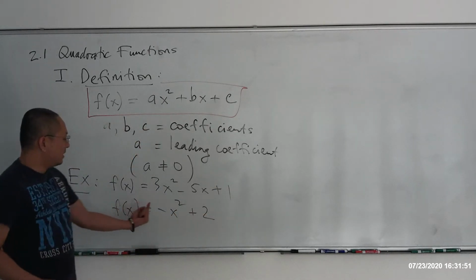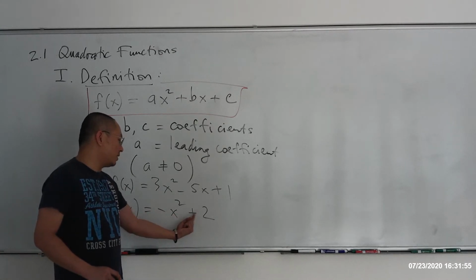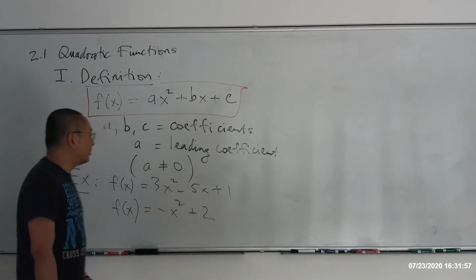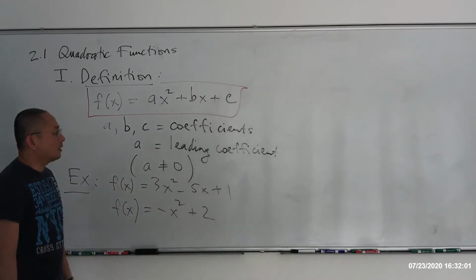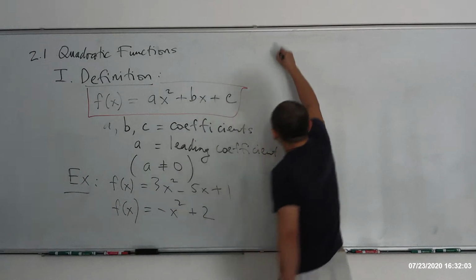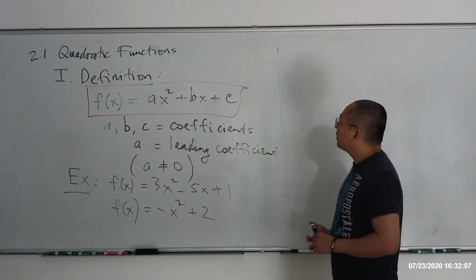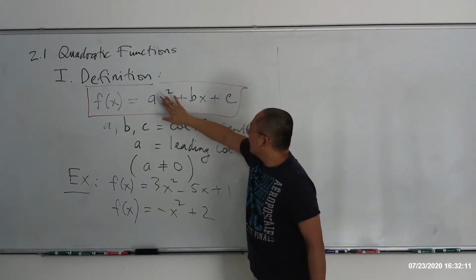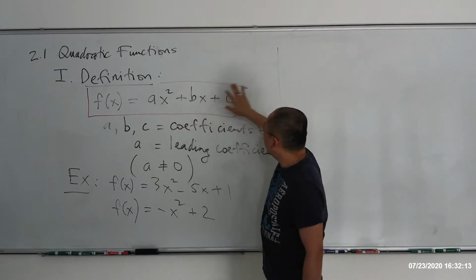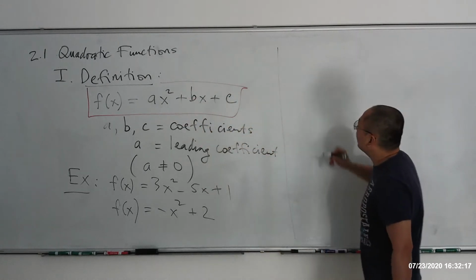So a is negative 1. But we don't have a b term. We don't have the x term, so b is 0. And c is 2. We only need the a term to be non-zero, but b and c could be 0. Basically this is the definition of a quadratic function. We have three terms: the x squared term, the x term, and the number term. Right? Now let's move on.